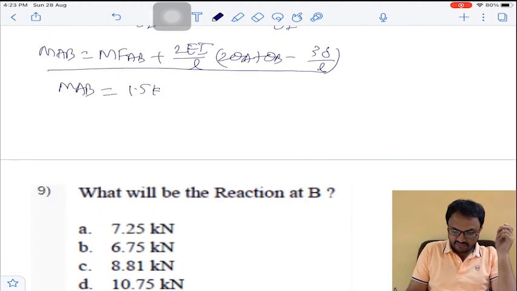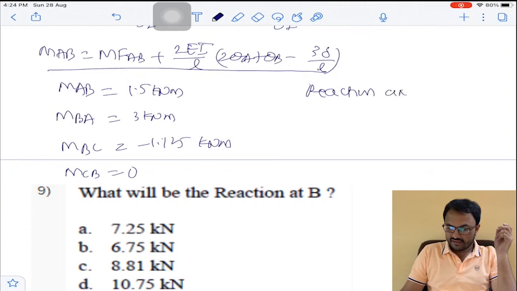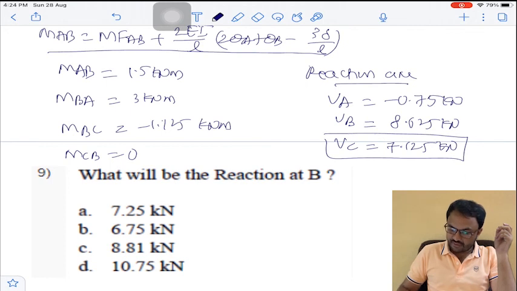MAB is equal to 1.5 kilonewton meter. MBA is equal to 3 kilonewton meter. MBC is equal to minus 1.125 kilonewton meter. And MCB is equal to 0. And the reaction forces are VA is equal to minus 0.75 kilonewton and VB is equal to 8.625 kilonewton and VC is equal to 7.125 kilonewton. Okay.